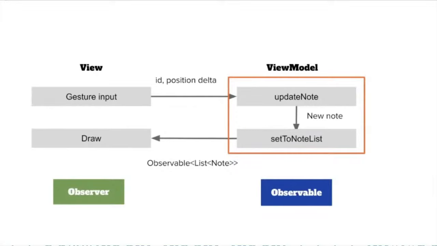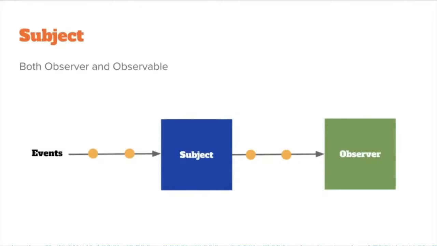Let's see the view model's implementation. There's a two-way interaction between view model and view. One is ID and position delta. This is the input, and the output is the observable. So how can we implement this? You can implement this by a subject. The subject is both the observer and the observable. As you can see in this image, an observer can subscribe to events from a subject, but the observer can also subscribe to events from an observable.